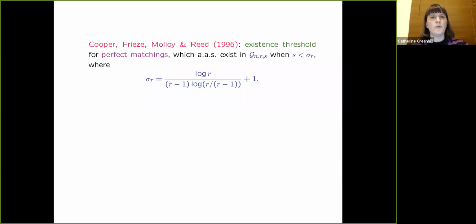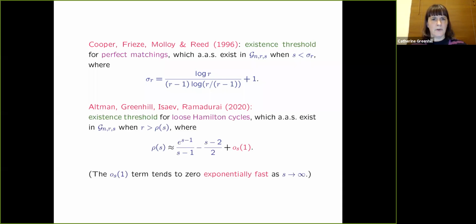If s, your uniformity, is less than sigma(r), where r is this expression, then you do have perfect matchings with probability tending to 1, and if s is more than that, then you don't. And if you invert this relationship, the degree that you need is about e to the s minus 1, roughly. Okay, perfect matchings are nice still in hypergraphs because they're still regular. They're still 1-regular spanning objects. Whereas something like a cycle is no longer regular, especially a loose cycle, because you've got the connection vertices which have degree 2 and all the vertices in the middle that don't, they have degree 1.